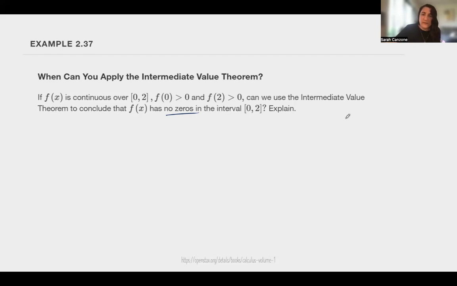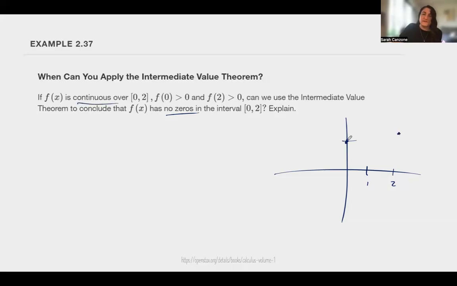So what I might suggest is we do a little drawing. So 1, 2, and here's 0. We know that f of 0 is positive. So I'll just choose some number up here. I don't care which value. I'm not even going to assign it a value. I just know it's positive. So here's 0, and I know that f of 2 is also positive. So somewhere up here. And it's continuous.